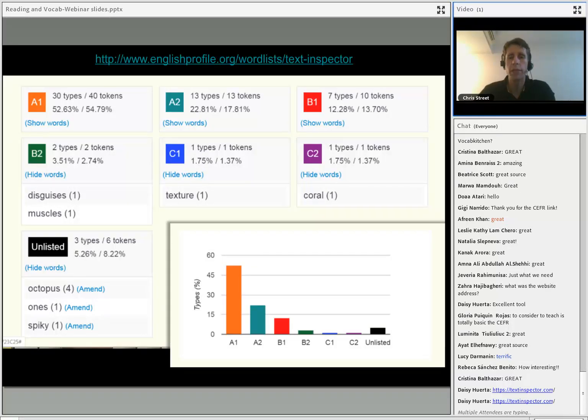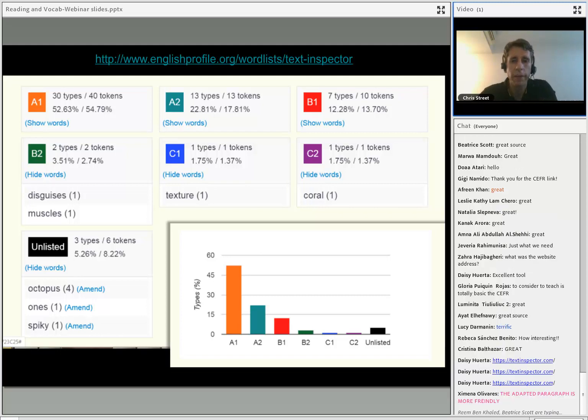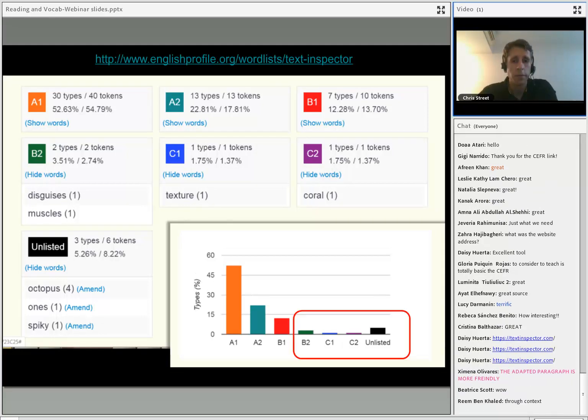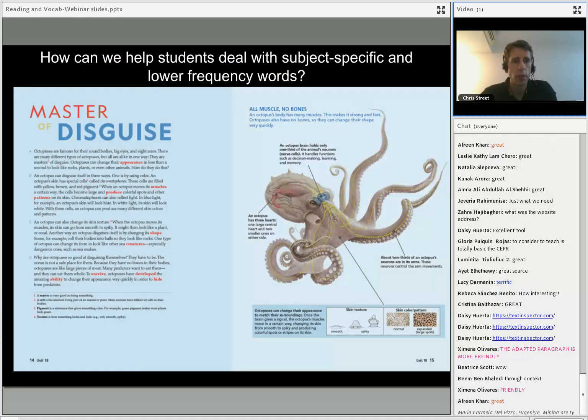And we can put this adapted paragraph back into Text Inspector, and this is the result we get. So you can see here, now we have very few B2 and above level words. In fact, there are only 2 B2 words, 1 C1 word, and 1 C2 word. So it's worked out pretty well.